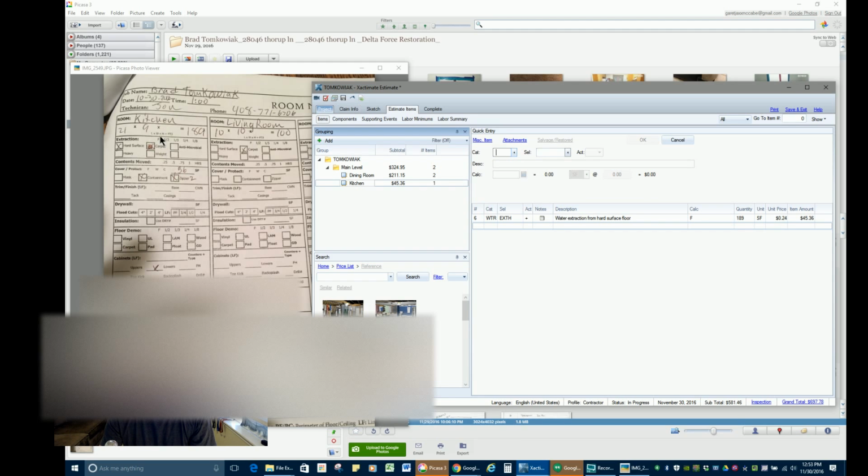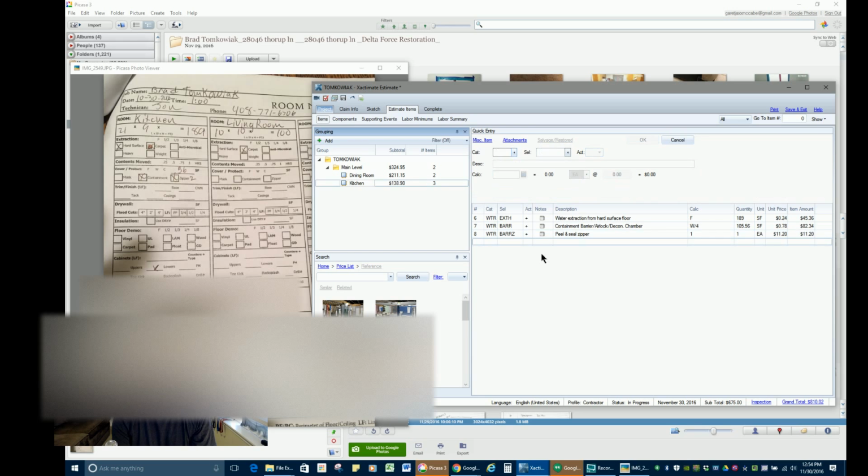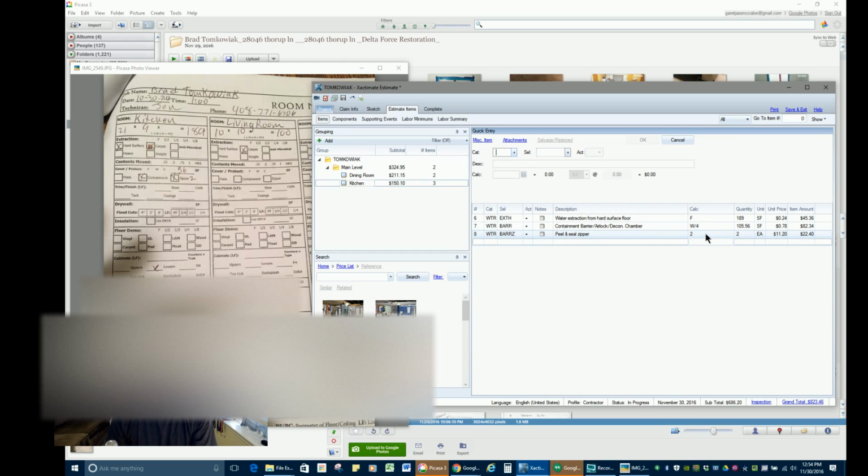Circle the measurement, how much of that floor. I'm just assuming the whole thing. Two zippers. See how he has 56 square feet of containment. I just use wall divided by 4. It usually works pretty good.